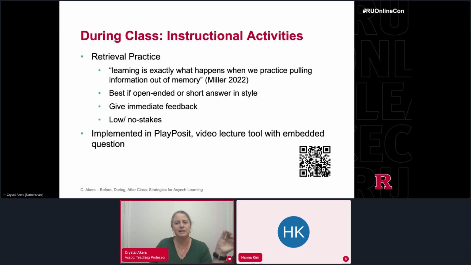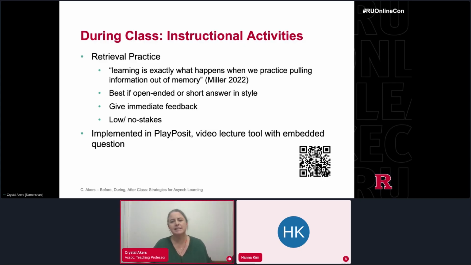Now, research tells us it's best when it's open-ended or short answer in style. It's important to give immediate feedback, just like during class, right? And if we can do that, then we're approaching really that immediate interaction that characterizes what during class means in a synchronous course. And retrieval practice can be implemented for very low stakes or no stakes so that it's really in support of learning and not assessment.